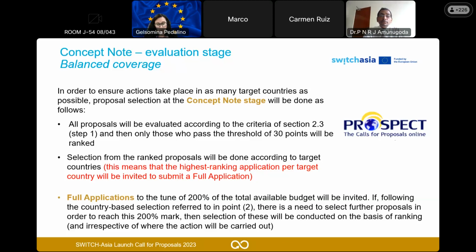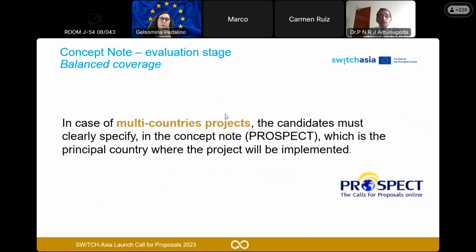Then only the proposals that score more than 30 points will be invited to propose a full application. At the full application stage, the selection criteria will go deeper, because we will evaluate the quality of the action, the budget, and the administrative, financial and professional capacity of all the membership. In case of multi-country projects, the candidate has to clearly specify in the concept note the main countries where the project will be implemented.